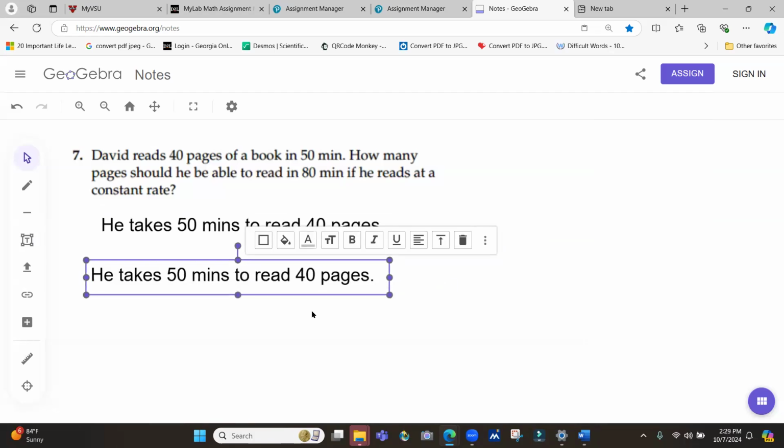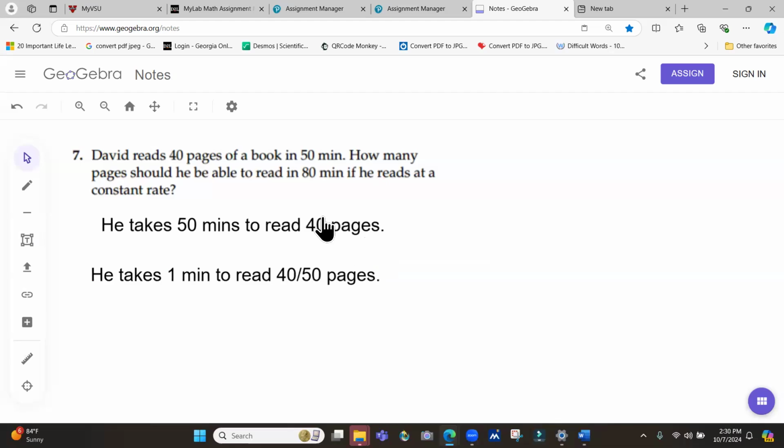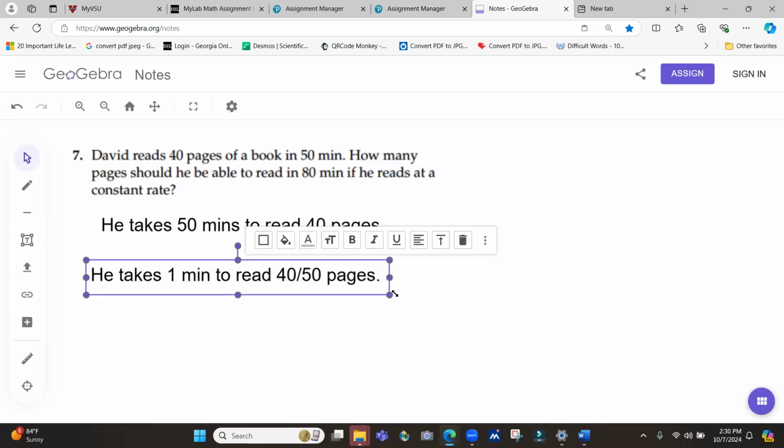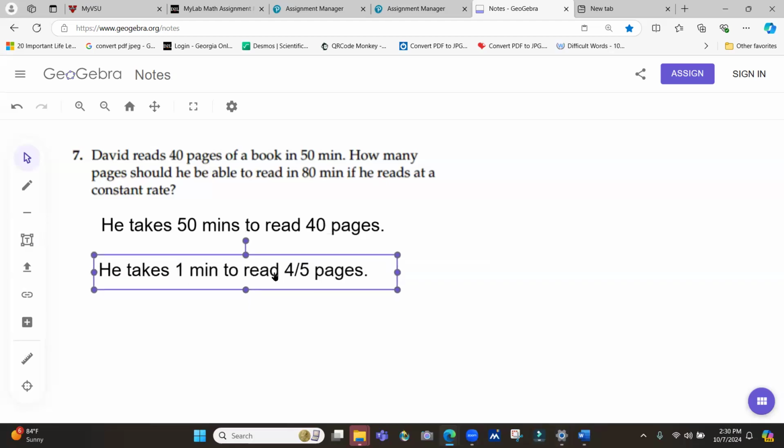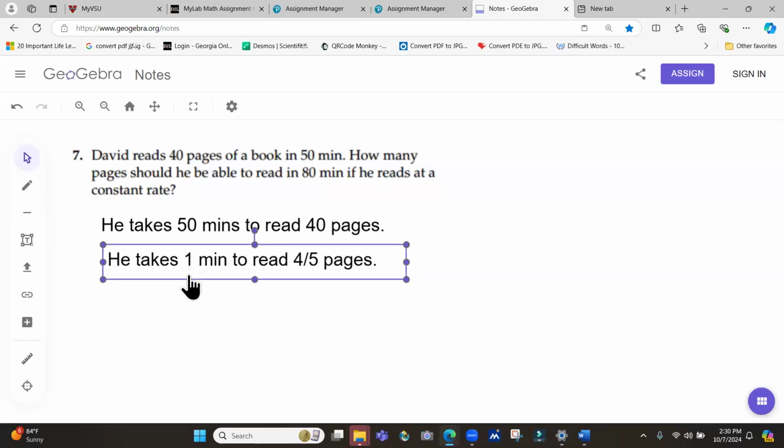So in 1 minute, you will be dividing because it'll be fewer. In 1 minute, he will be reading fewer pages. You will be dividing 40 pages by 50. Now I'm going to cancel the zeros. And it makes a little bit of sense, guys. He reads 4/5 of a page. In 1 minute, he's reading less than a page.